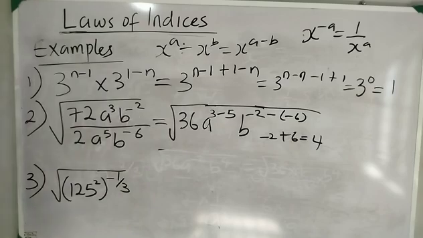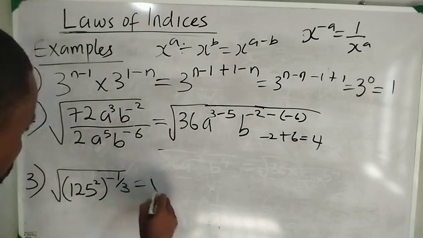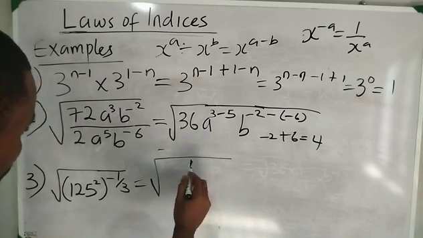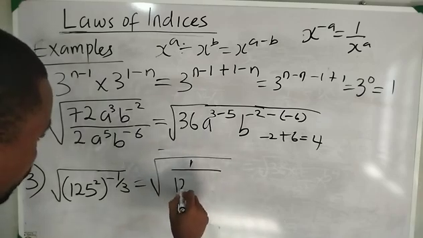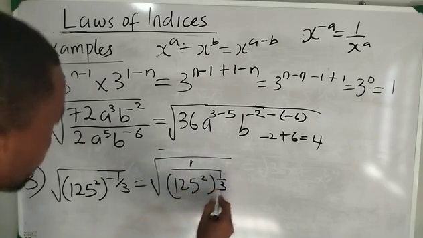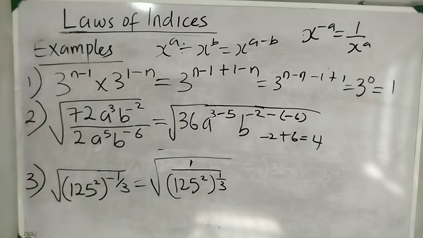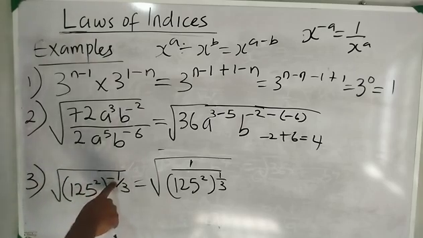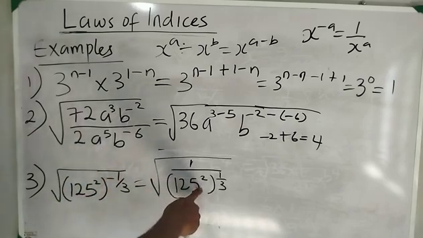So what we are going to have is equal to the square root of, you bring everything under 1 over 125 squared raised to the power 1 over 3. Are we together? So we brought everything here under 1 because it's everything here that has this negative power. So we have to bring everything under 1 and the power becomes positive. So what do we do next?